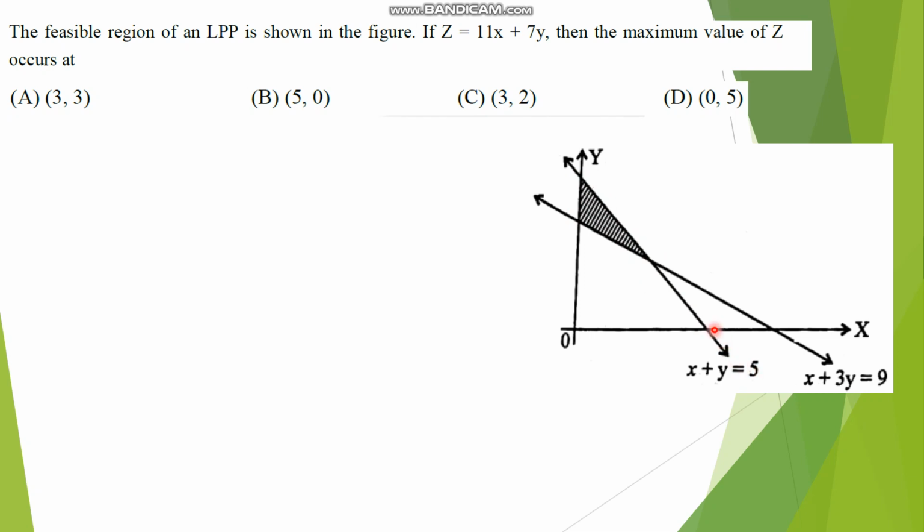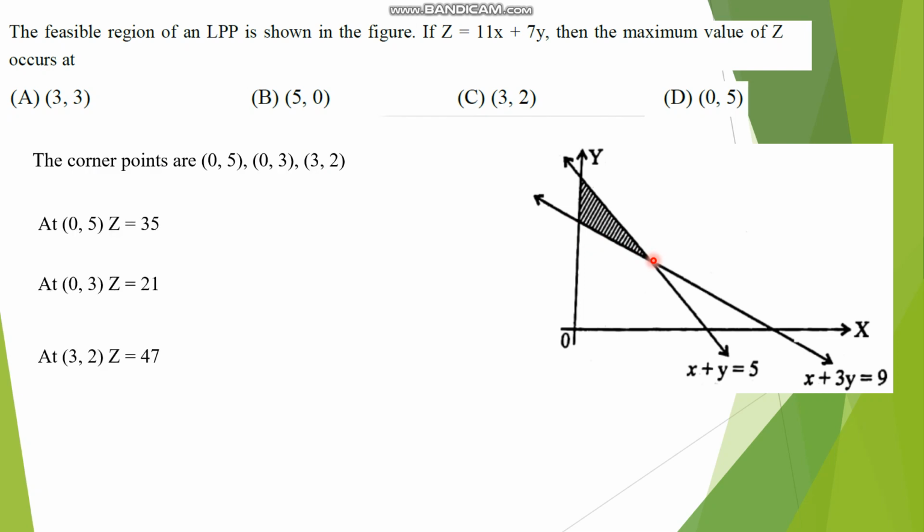As you can observe, x plus y is 5. So this will be the point where you put the value of x equal to 0 because it is on the y-axis. So when you put x equal to 0, this point will be 0, 5. And when you put x equal to 0 in the other line, this point will be 0, 3. And when you solve these two equations, we get the point 3, 2. And at 0, 5, when you put the value 0, 5, z is 35.